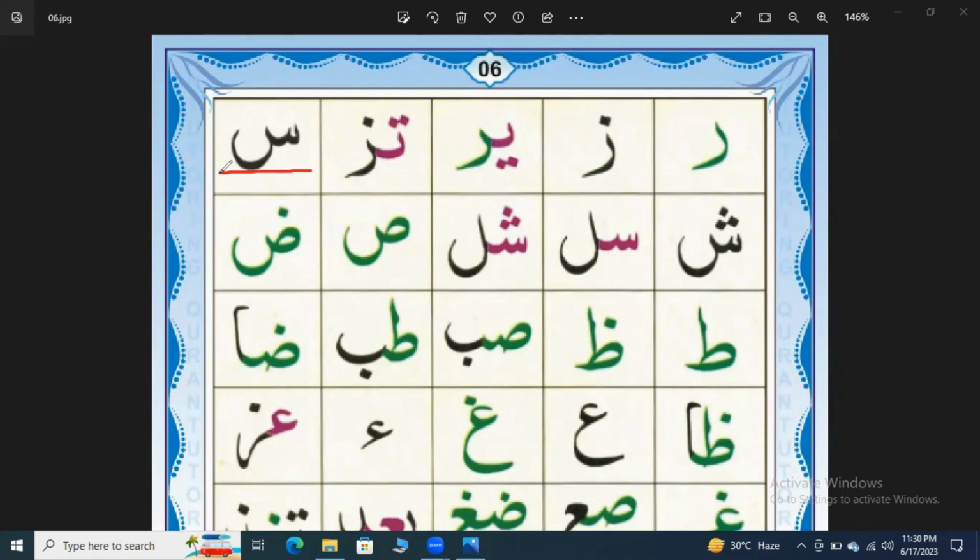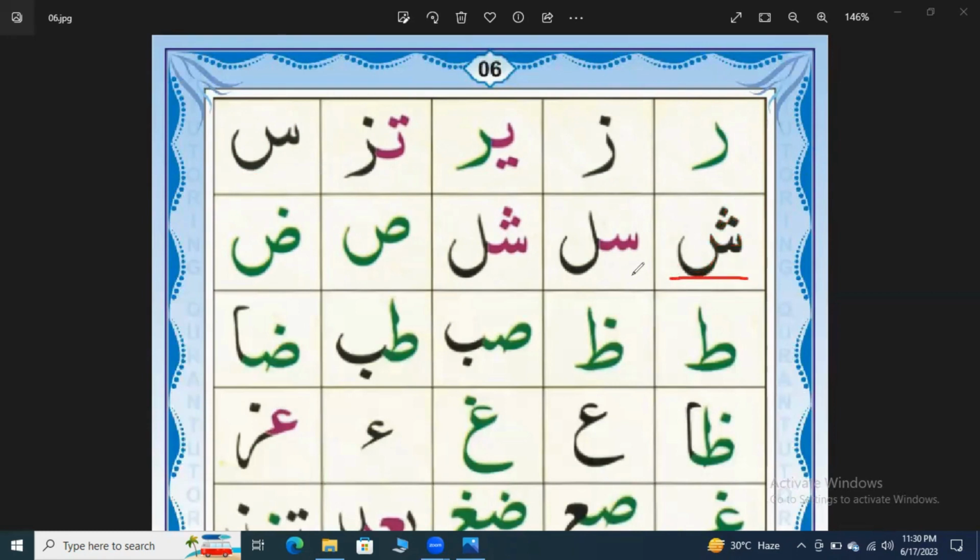Next one. Seen. Seen has these three teeth. We can recognize a seen by the three teeth and this half circle. Next one is Sheen. Sheen looks like seen, but seen doesn't have those three dots on it, and Sheen has three dots on it. As you can see, Sheen has three teeth, and on the top of those three teeth, three dots are added. So this one is Sheen.